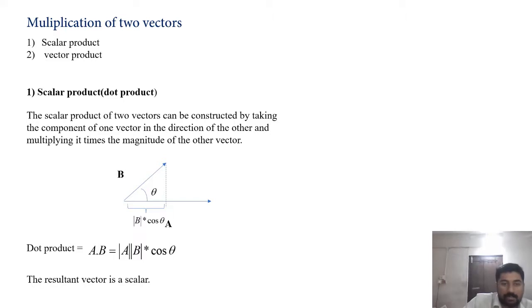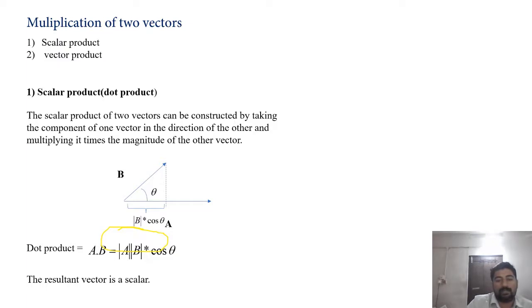A dot product B, you put a dot between A and B. A dot B is equal to magnitude of A into projection of B on A. Projection of B on A is B cos theta. A into B cos theta, you will get the dot product. You remember this equation. A dot B is equal to AB cos theta.